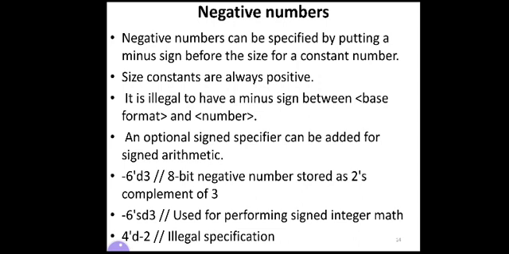So see the illegal format of a negative number: 4 tick D minus 2. This is illegal. You cannot use it like this. That minus sign must be before the 4, the size. 4 is actually a positive number only, but if you want to write a minus 2, the minus sign must be written before 4, that is, before the size.